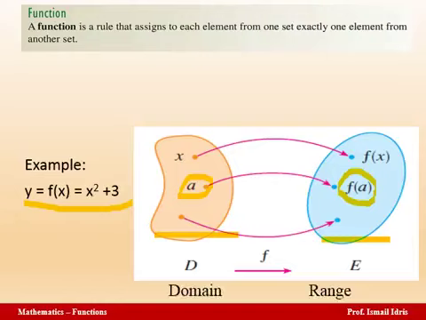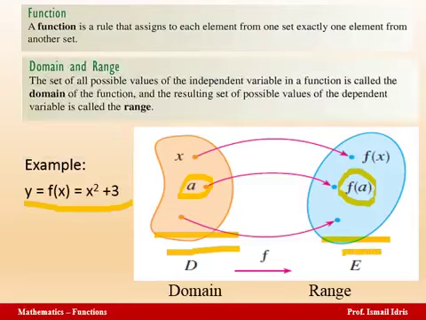Actually, the first set is called the domain. So this set is called the domain, and this set is called the range. So note that what do you mean by domain and range? The domain is the set of all possible values of the independent variable, while the range is the set of all possible values of the dependent variable.